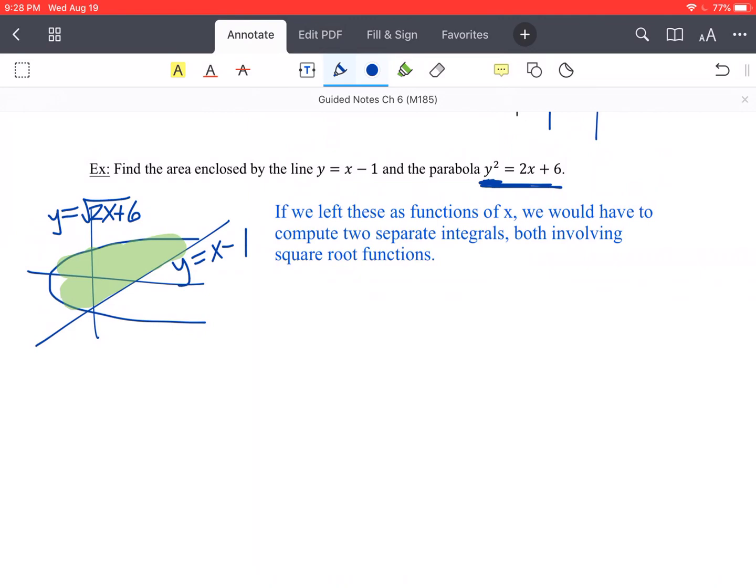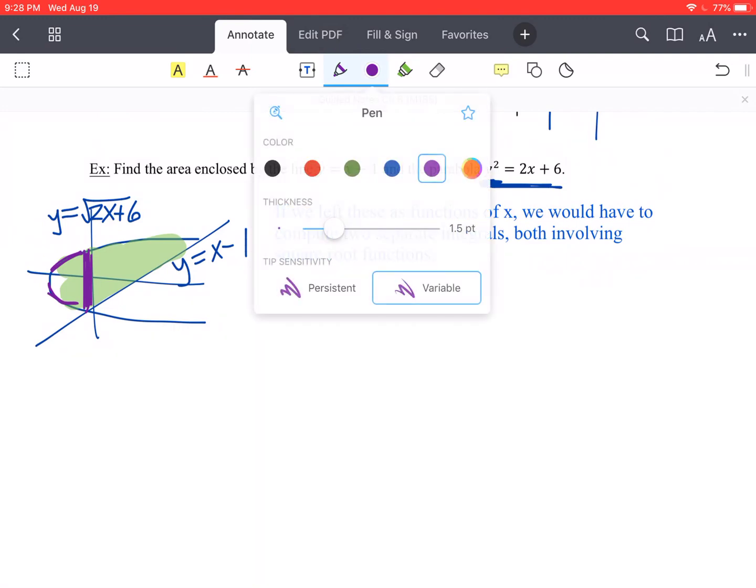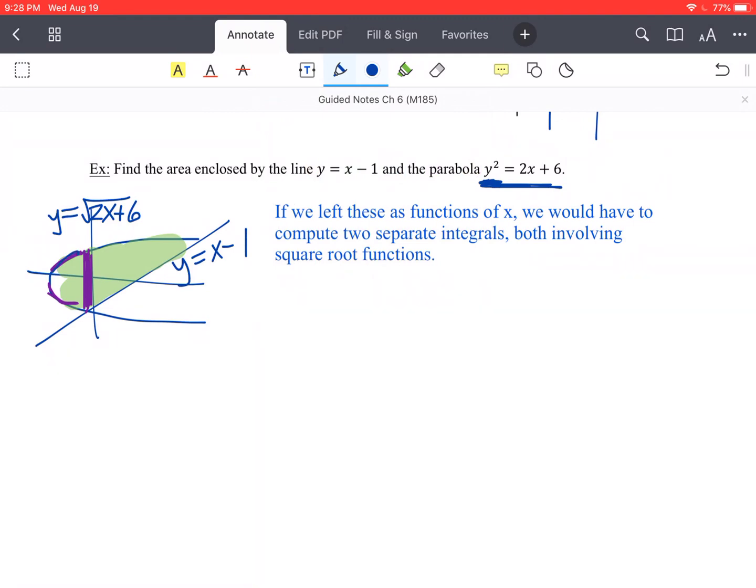However, notice what happens over here on the left-hand side when we get to right around here. Notice that the top function and the bottom function here are both the parabola. It's the same curve. So in order to make that work, you would have to take this as the top half of the parabola and the bottom half of the parabola. So that bottom half would be y equals negative square root of 2x plus 6. So you would have the integral between these two over here, and then another integral between these two over here.